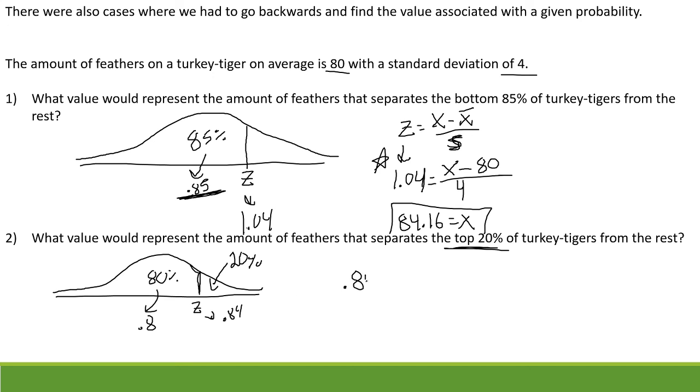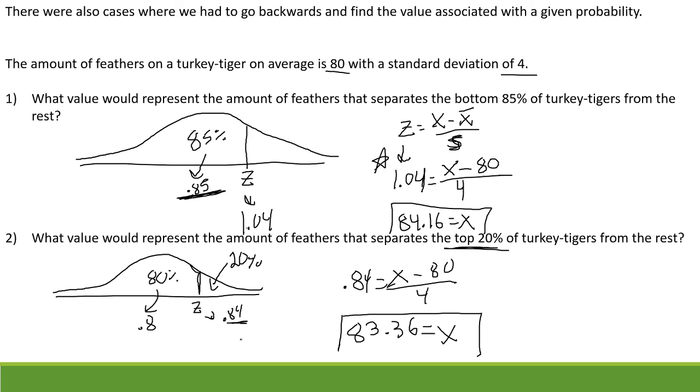Then we do the same thing we did before. 0.84 is equal to my value minus the average, which is still 80, divided by the deviation, which is still 4. And then you just go back to Algebra 1 and you solve this problem using your basic algebra tricks. I won't necessarily write all that here to save you some time. This ends up being 83.36 is equal to the amount of feathers. So you need 83.36 feathers to separate the bottom 80% from the top 20% roughly, because again, we did use a little bit of an estimation to get this number here.